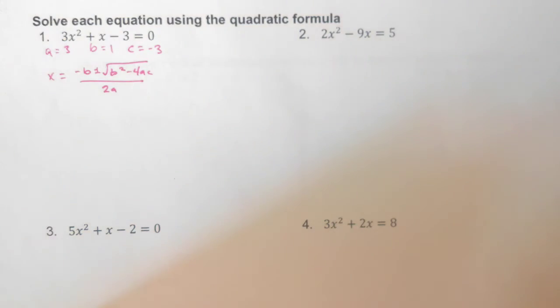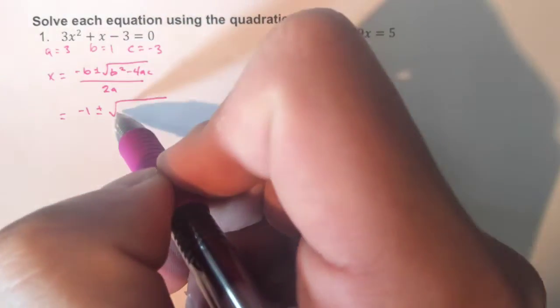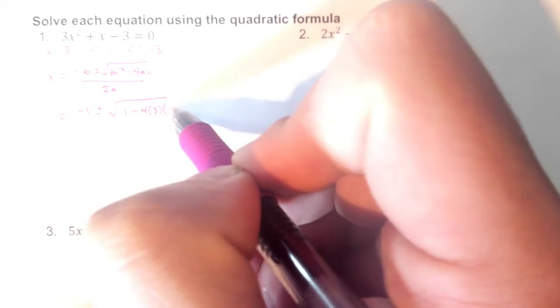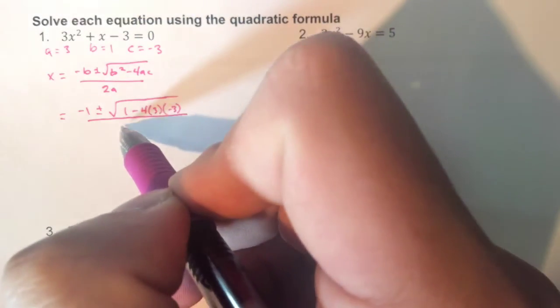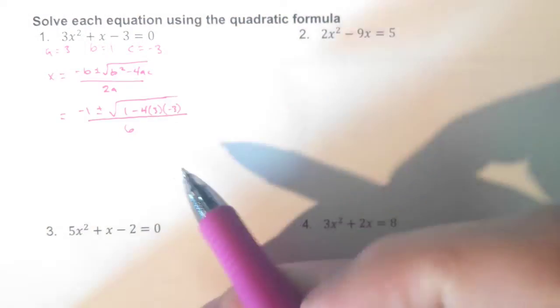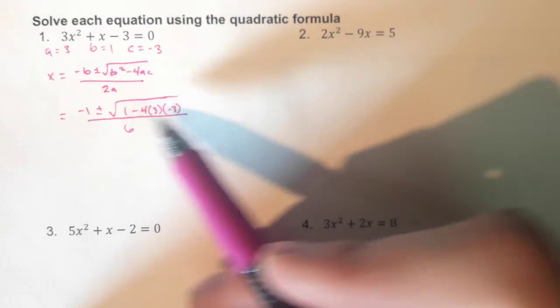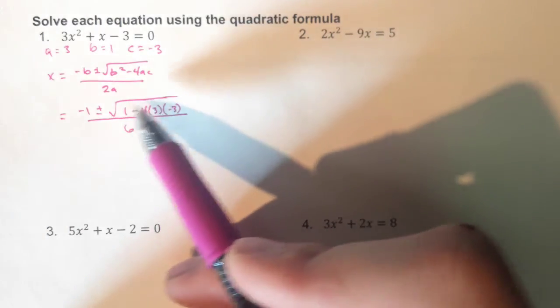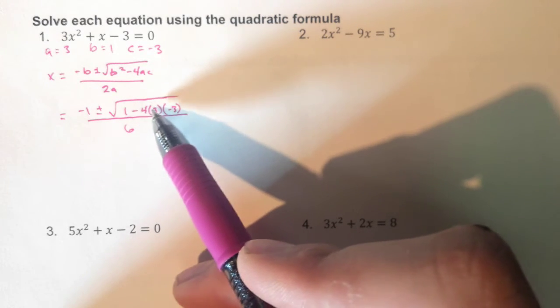And then all we have to do is plug it in as it states. So the opposite of b, so negative 1, plus or minus the square root of b squared. 1 squared is still 1, minus 4 times a times c all over 2a. That's going to be 6. I'll do that part. All right, so the most simplification is in here. That's called the determinant, by the way. What's under the radical is the determinant because it determines how many solutions you have. We'll talk about that in just a second.